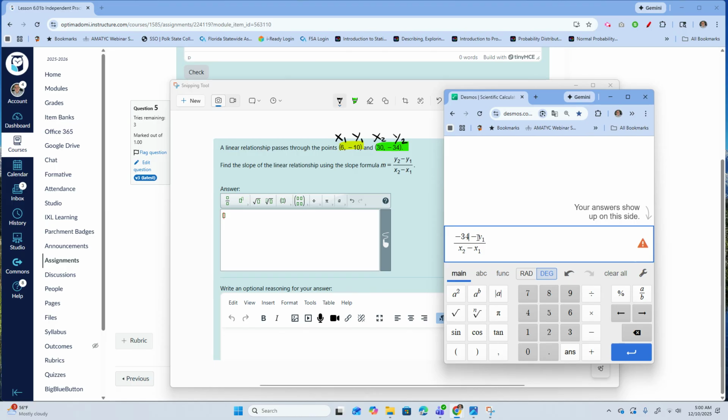And the y1, I'm going to highlight it, and I'm going to put negative 10. Now my x2 is going to be 30. And my x1 is going to be 6. And look, there is the slope.